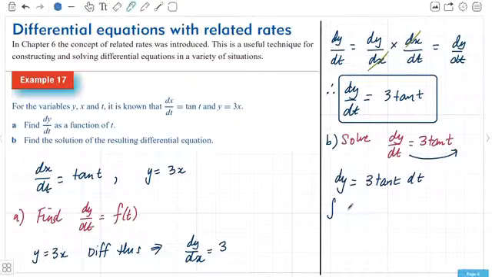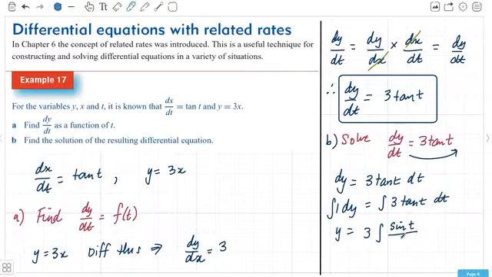I'm then going to integrate both sides. There's a 1 implied there. So we have y equals the integral of, and in fact, take the 3 out the front. It's a bit easier to work with. The integral of tan t is the same as the integral of sine t over cos t. And this is going to be a substitution integral.